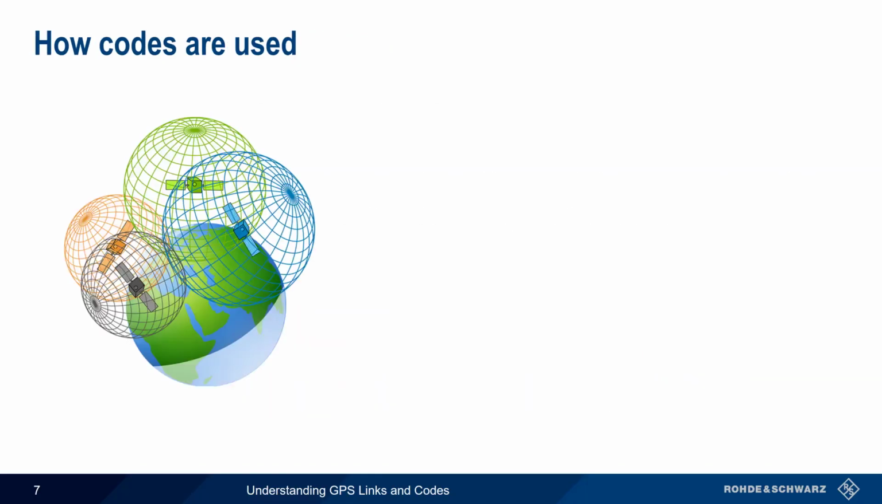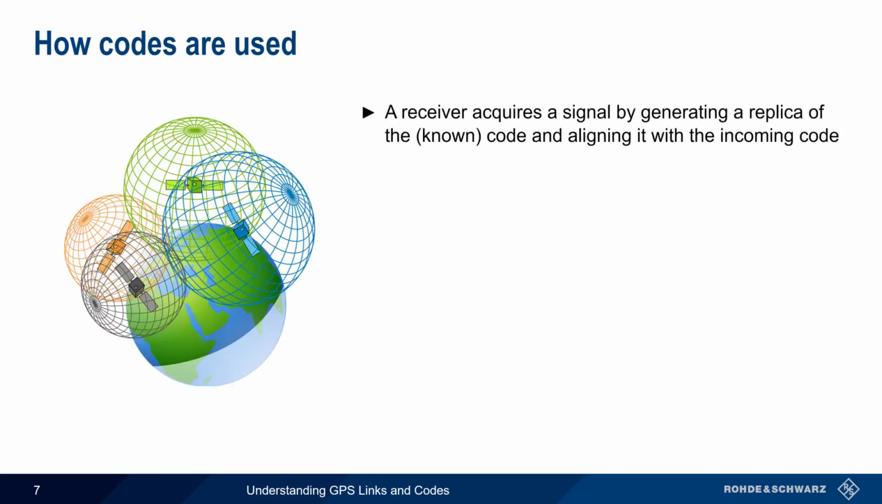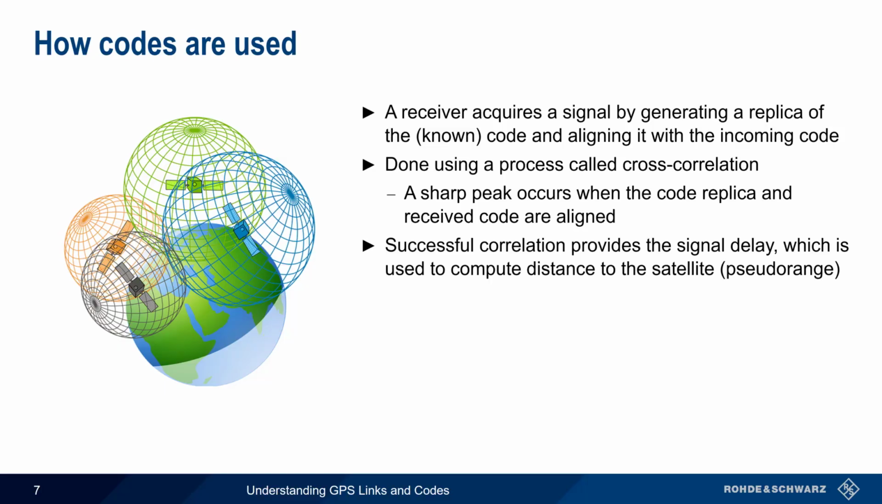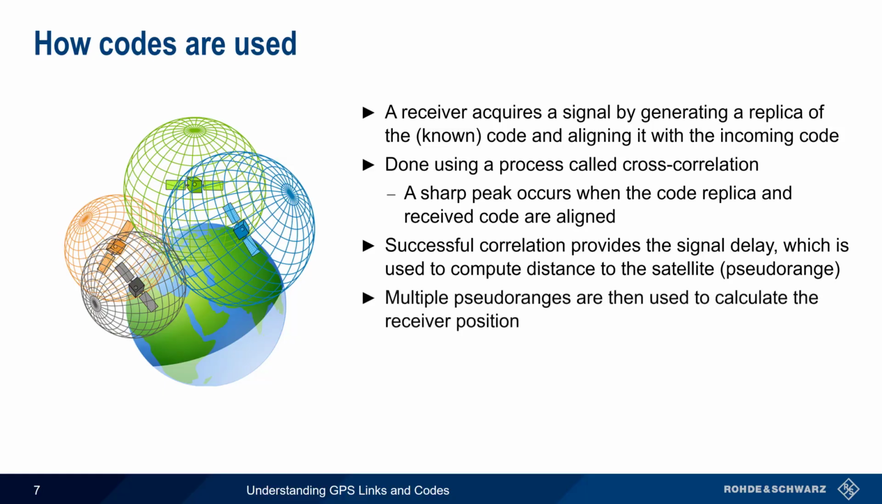How are codes used? A GPS receiver acquires a satellite or code by generating a local replica of each known code, and then aligning it with the incoming code. This is done through a process called cross-correlation, and a sharp peak will occur when the received code and the local replica are aligned. Successful correlation provides the signal delay, which can then be used to calculate the distance, or more properly the pseudo-range, to each satellite. With multiple pseudo-ranges, the receiver can then calculate its position.